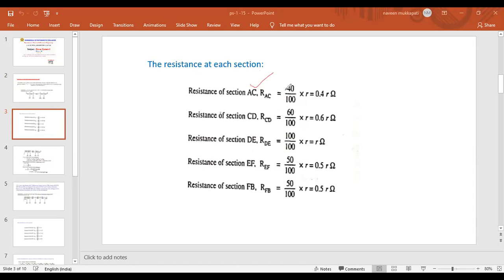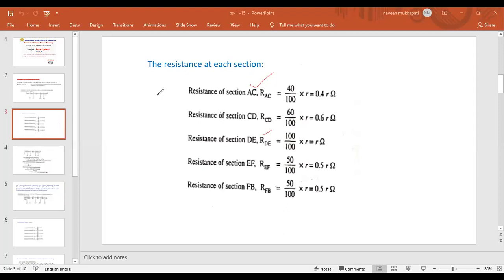Therefore, RAC is equal to 40 by 100 R. Next, RCD is equal to 60 by 100 into R. Next, RDE: the distance between D and E is 100, so it is equal to 100 by 100 into R, that is R. Next, REF: the distance between E and F is 50, so it is equal to 0.5 R. Next, RFB: the distance between F and B is 50. This is the calculation of resistance for each and every section.